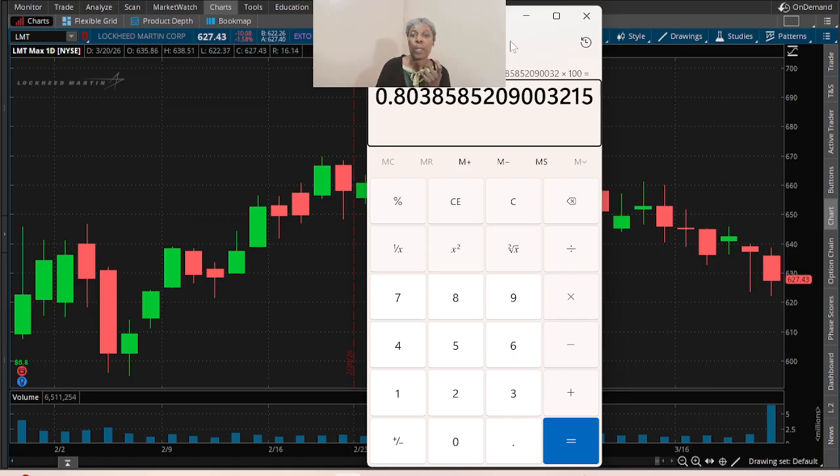So to be able to spend $62,000 per trade and make $500, is it a good return? I'm not even talking about percentage, dollar amount, $500 a day, trading $62,000. Is it a good return? I don't know, because I don't day trade.